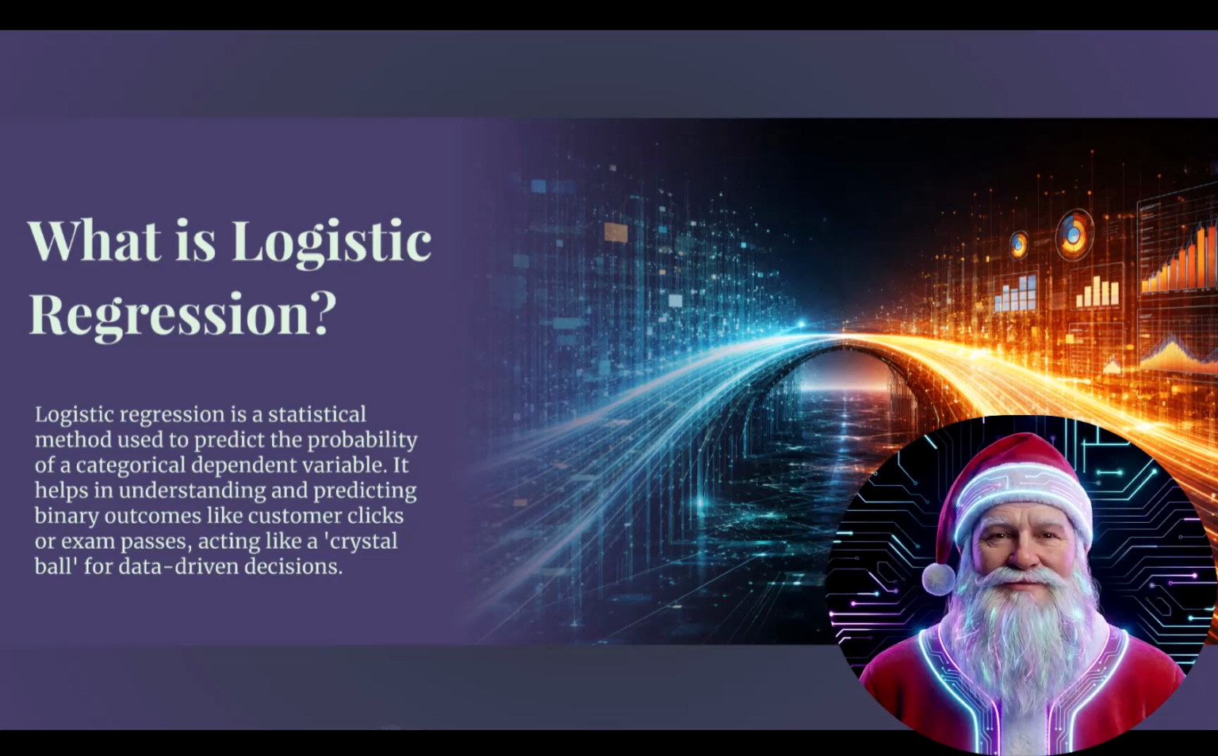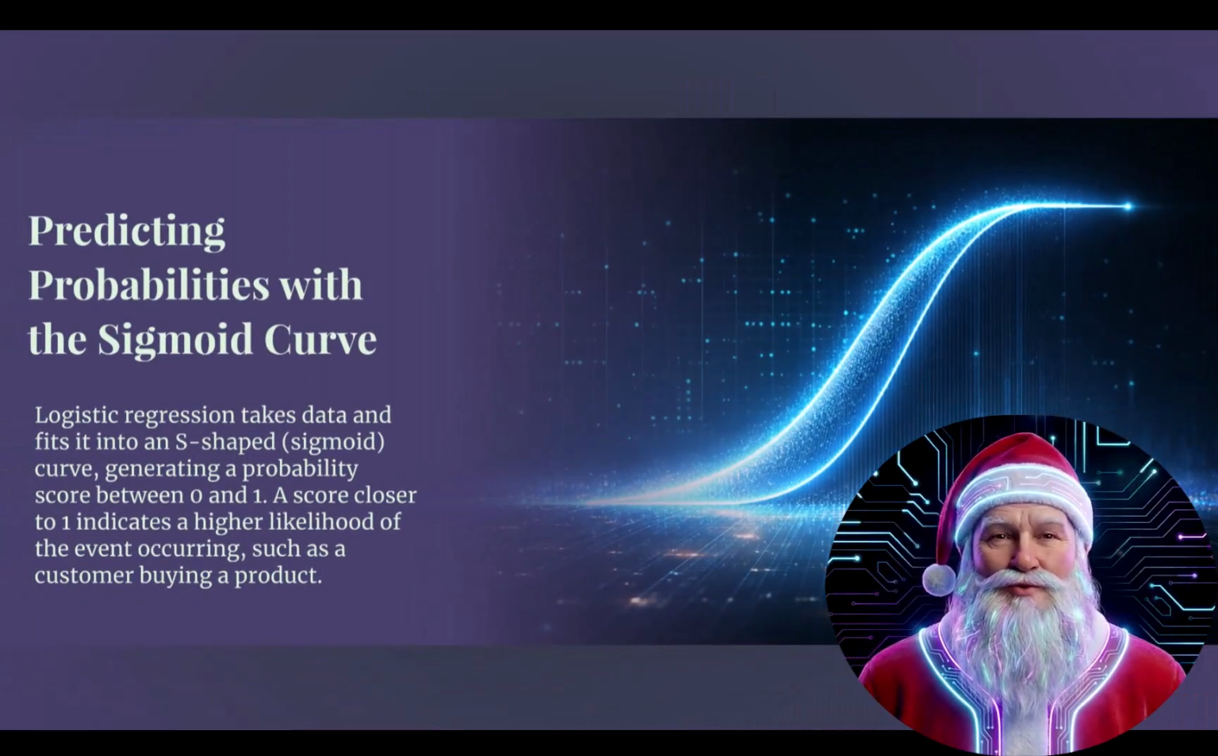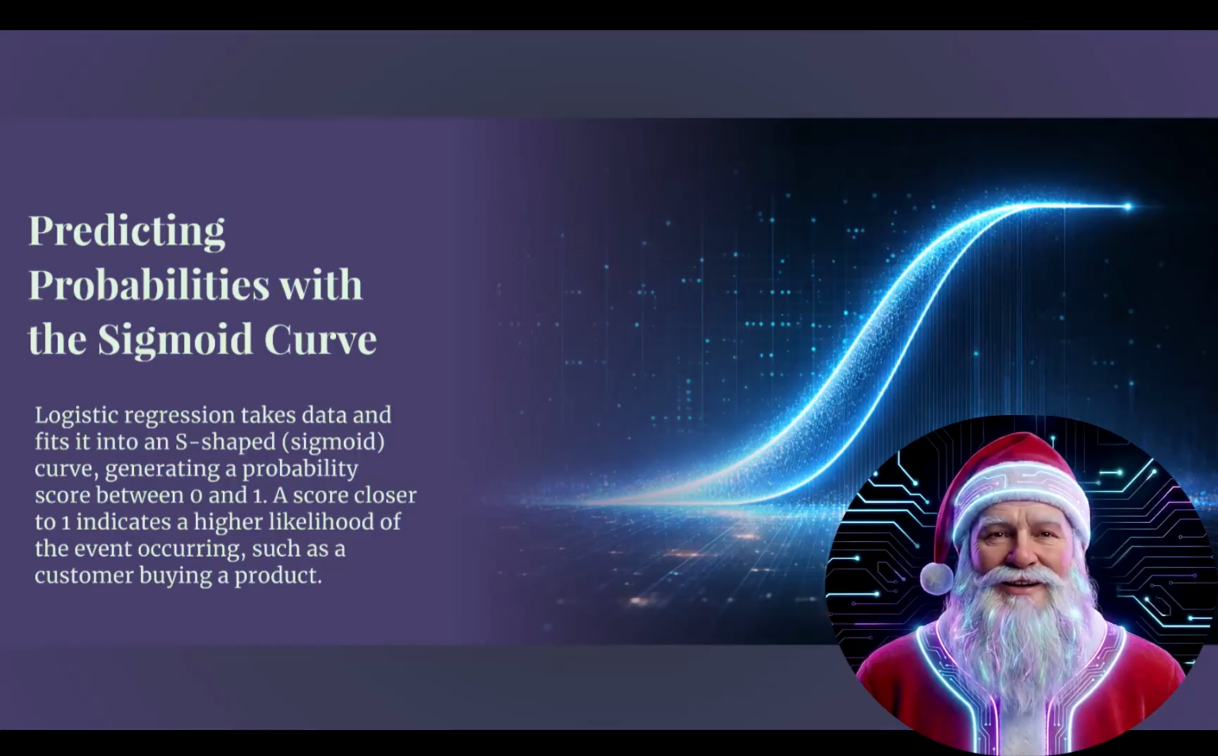Part 2. The 3 flavors of regression. Just like ice cream comes in different flavors, logistic regression comes in 3 different types. 1. Binary. This is the most popular type. You use this when there are only 2 choices, like yes or no, or pass or fail.